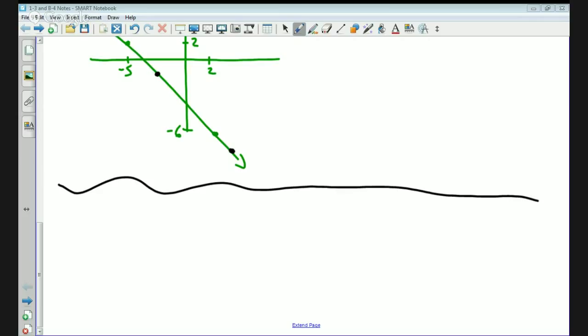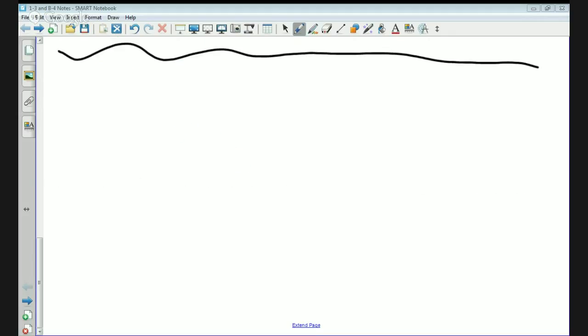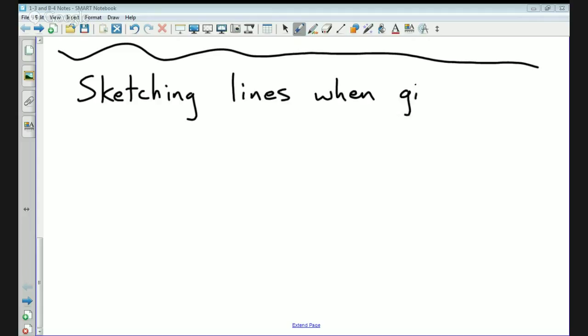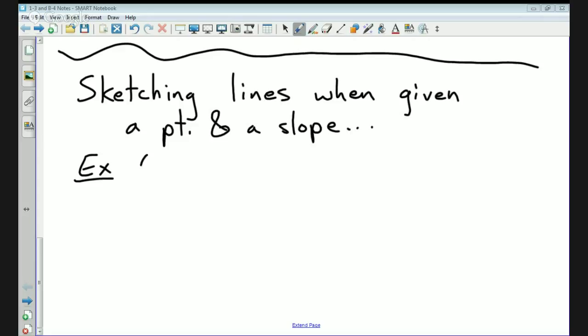So sometimes they're going to give you the slope, and they might just give you 1 point. Well, what good is that? Well, it does allow you to sketch a line. So for example, if we had the point 1, 2 and m equals negative 3, I should be able to sketch the line based on just this information.